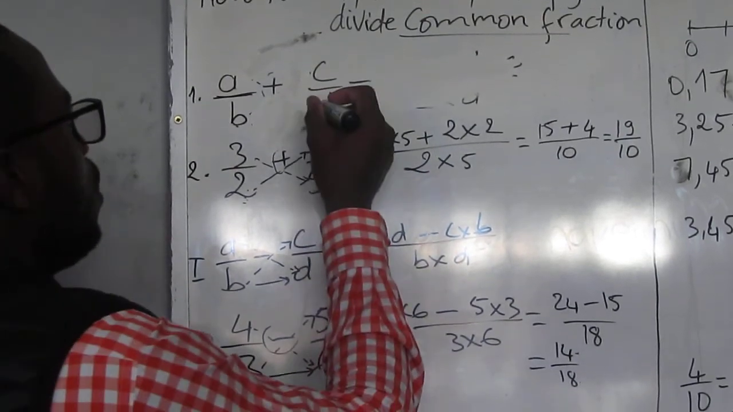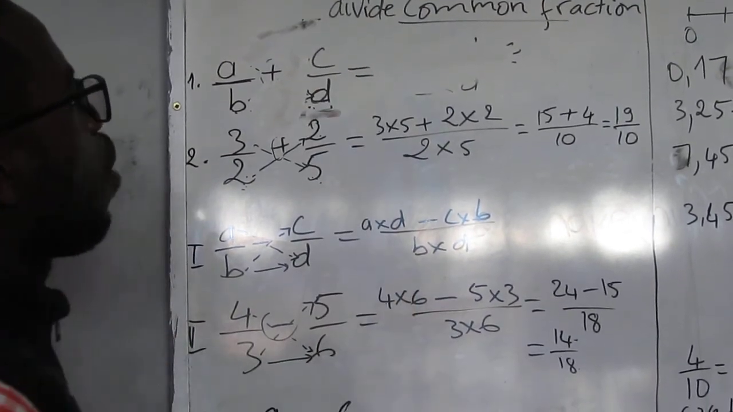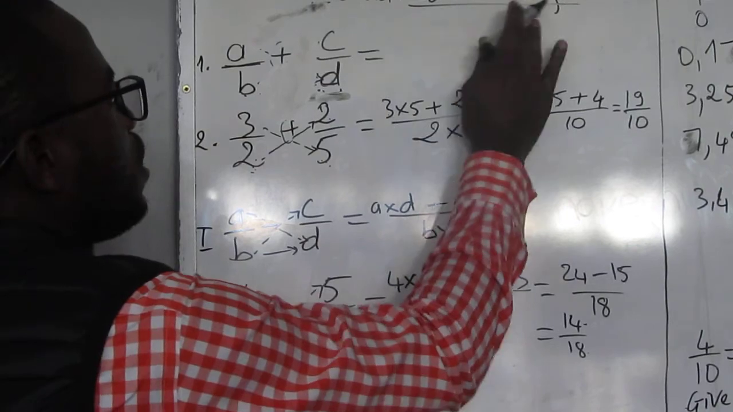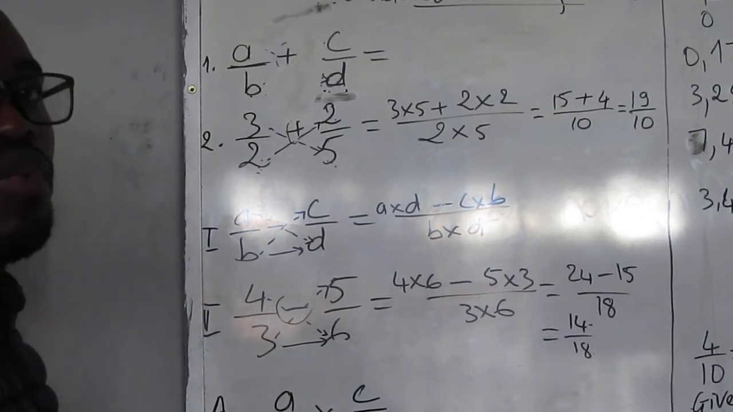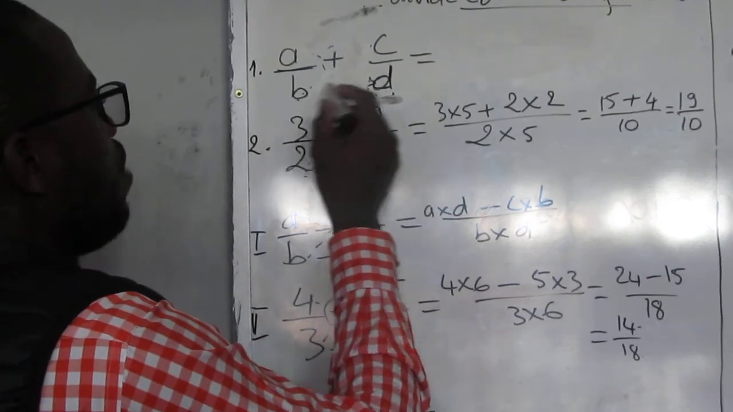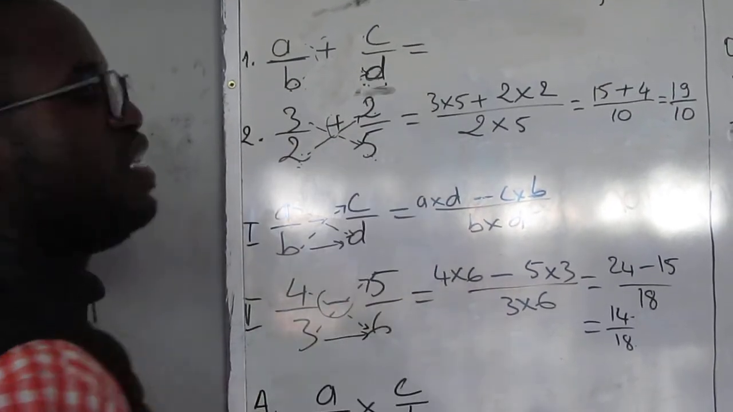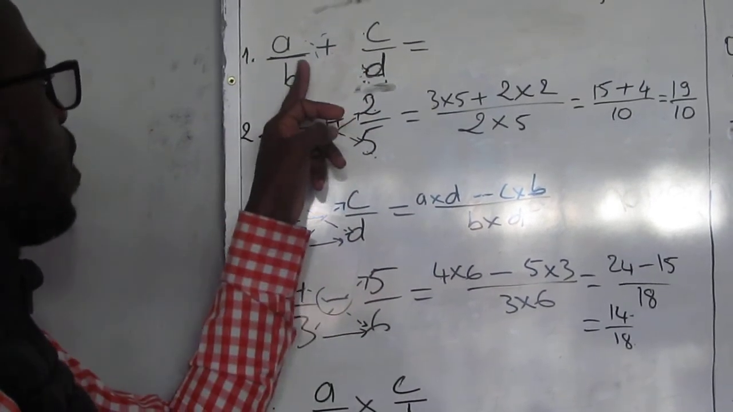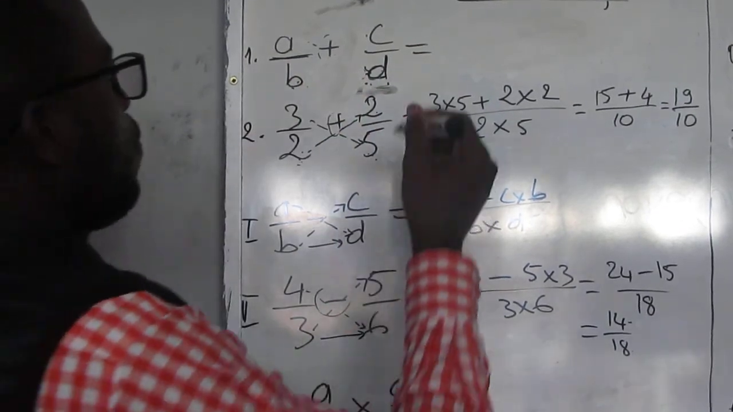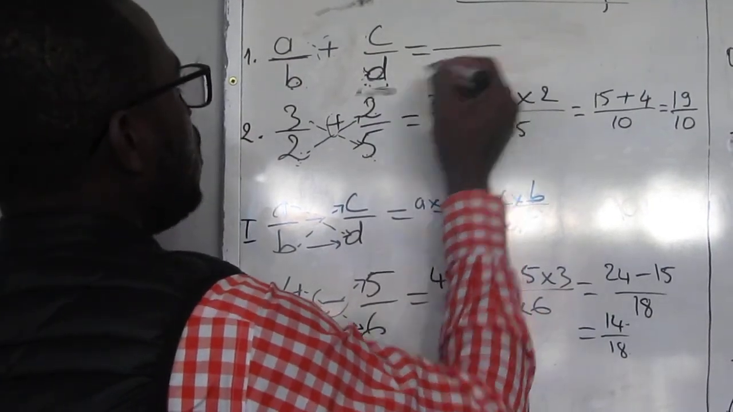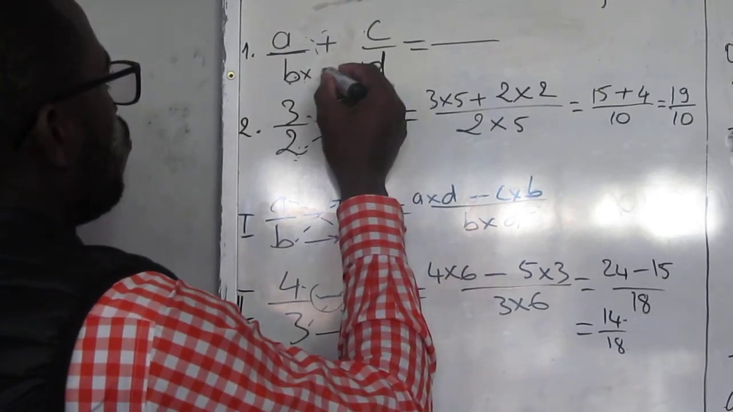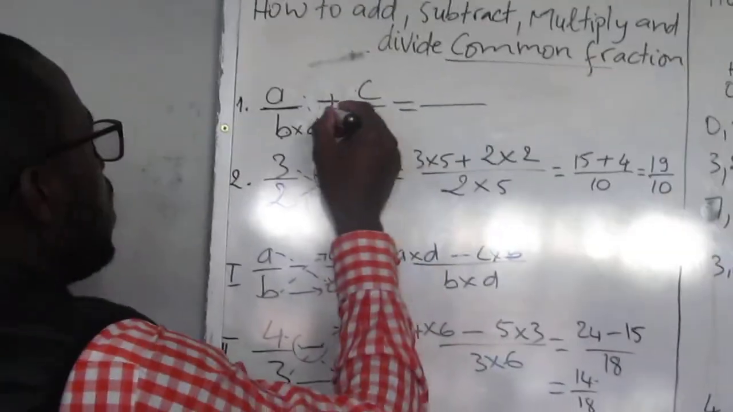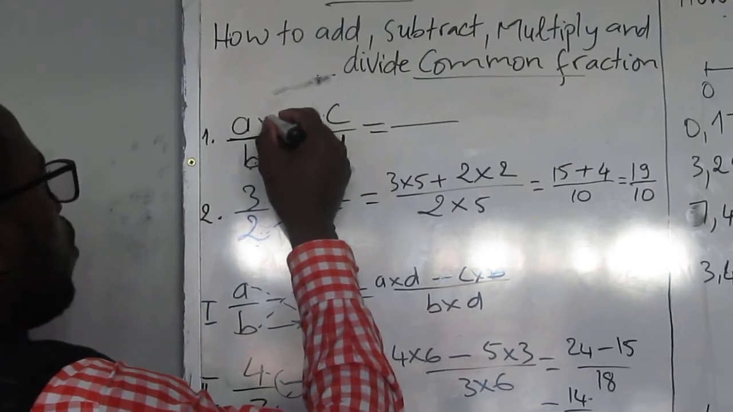Another method we can use is to have a common denominator, so that we can just keep the denominator and subtract our numerators. Here we have different denominators, we have a B and we have a D. It's not the same thing, so we must make it the same. For us to make it the same, it will be BD there. Now we're going to multiply this one by D. If we multiply our denominator by something, we must multiply the numerator also by the same thing.